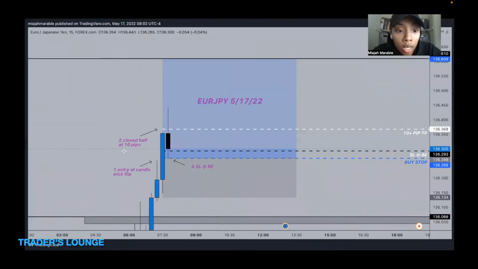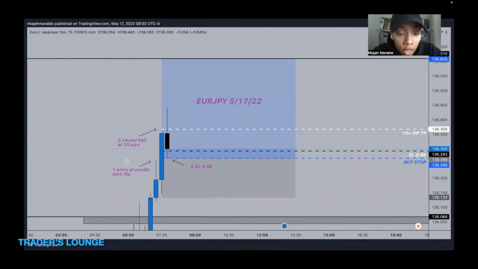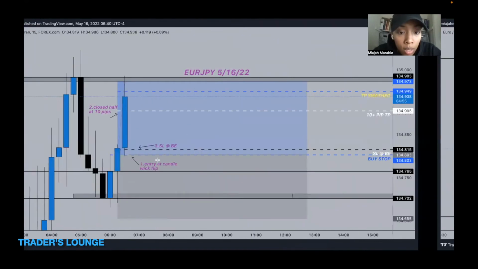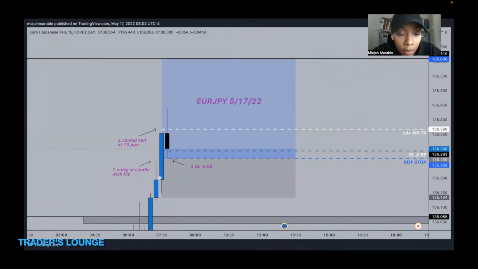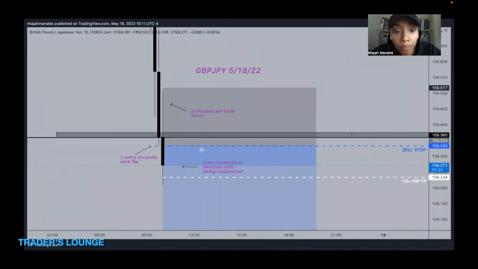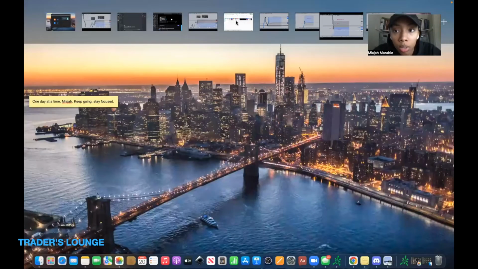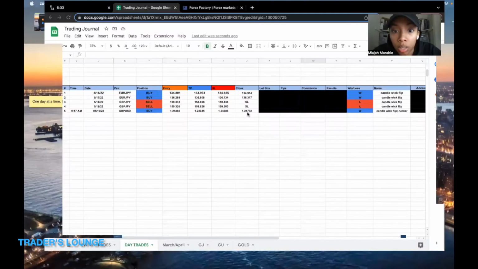Then the next trade, this is on Tuesday, another EJ trade. This is a 15-minute. Price came up here and broke above. Stop loss is right below here. Close half at 10 pips right here, stop loss at break even, and boom. Then we're going to move over here.